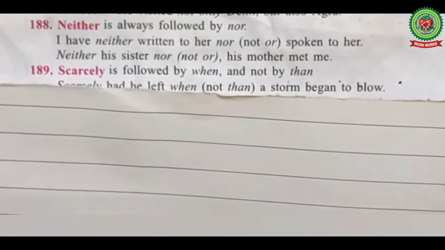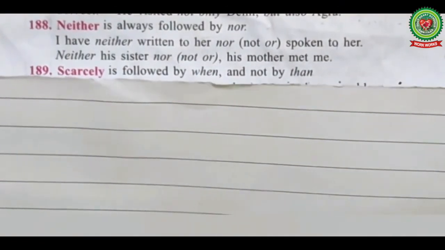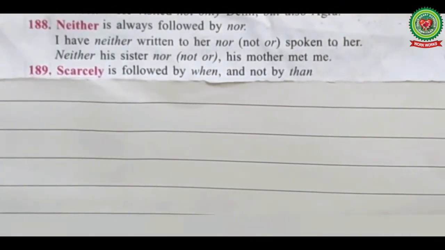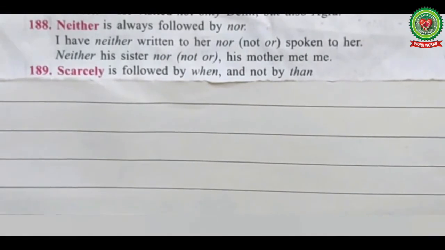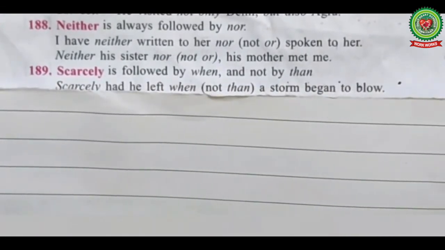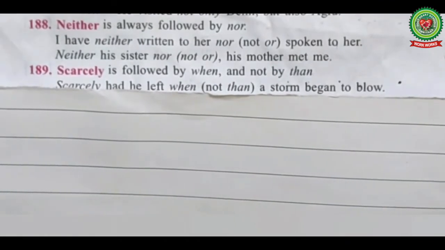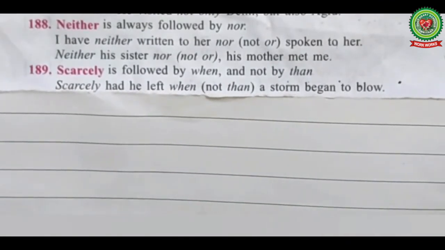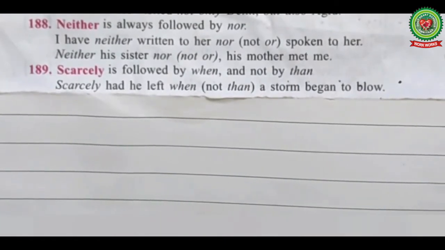Neither his sister nor his mother met me. We cannot say, neither his sister or his mother met me. Here we have two subjects, so we will begin the sentence with correlative conjunctions neither nor.